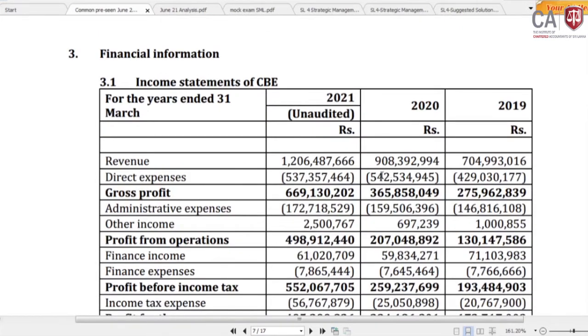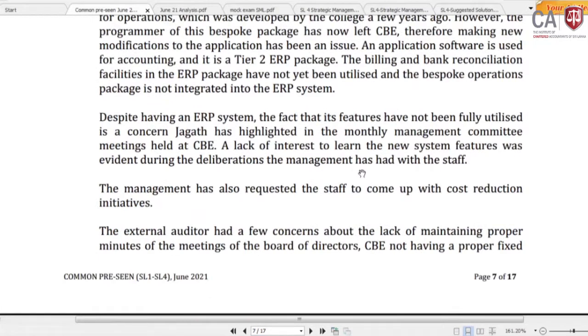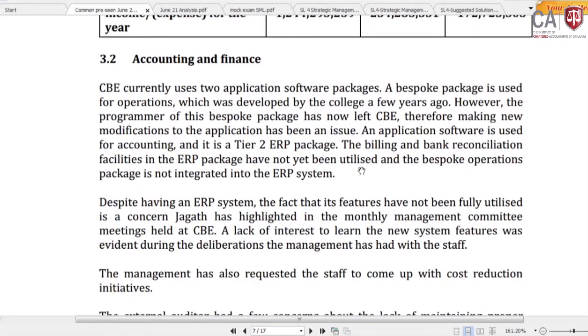Then some financial data has been given. If you look at the accounting and finance, CBE currently uses 2 application software packages. A bespoke package is used for operations, which was developed by the college a few years ago. That is a customized package for the institute. What has happened is the person who developed this package has left CBE. Therefore, they can't make any modification to the system because they don't know the programming applied by that particular programmer.